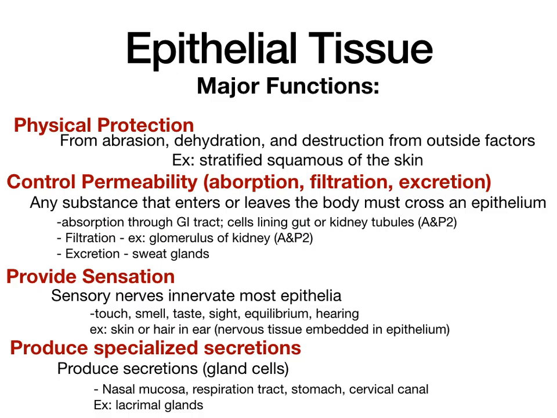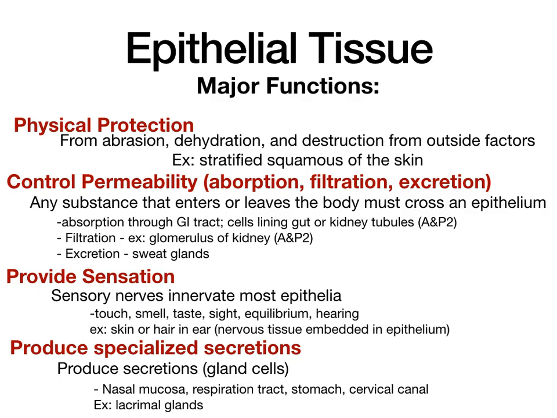It helps control permeability, which is absorption, filtration, and excretion. Any substance that enters or leaves the body must cross the epithelium. This is absorbed through the GI tract, the cells lining our gut or our kidneys. Filtration is the glomerulus of our kidneys, and our excretion is our sweat glands.